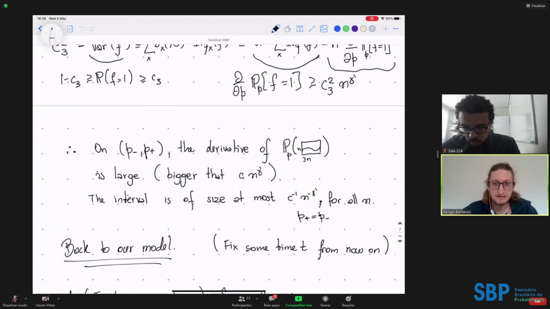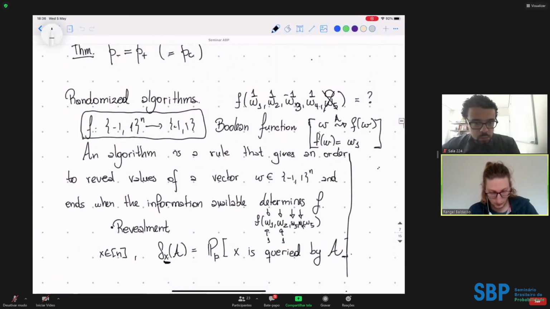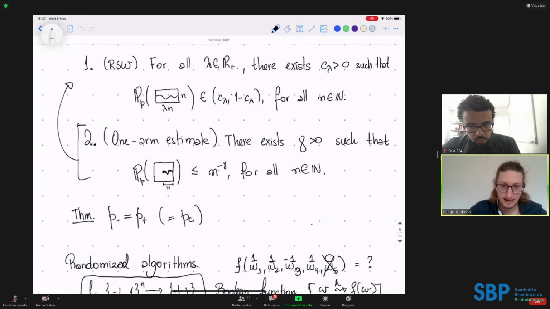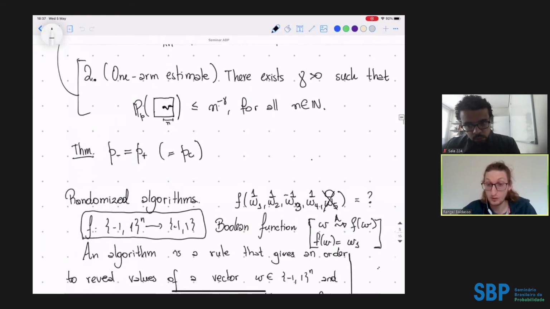Is there FKG going on in the one-arm estimate? Yes. To conclude the one-arm estimate here from the Russo-Seymour-Welsh estimate, you need FKG and correlation decay, which here is independent. So it's in the independent case, so you don't need it. But it's basically a combination of one-arm from Russo-Seymour-Welsh with the FKG inequality.